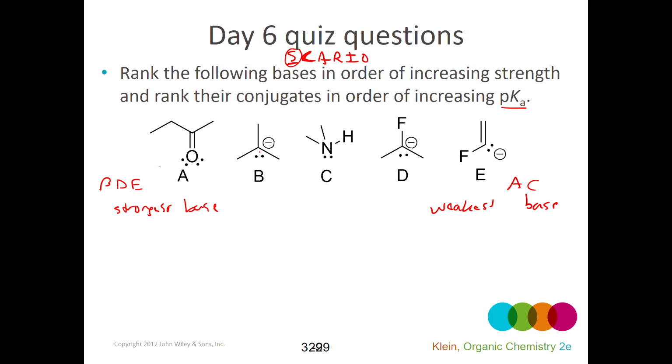This one looks really unstable because the negative formal charge is on the carbon. If it were to pick up a proton, it would be extremely stable. It would really stabilize that negative. And so if it's a stronger base, it has a higher pKa value for its conjugate. So the stronger the base, the higher the pKa of the conjugate. And so on this side we would have lower conjugate pKa values.